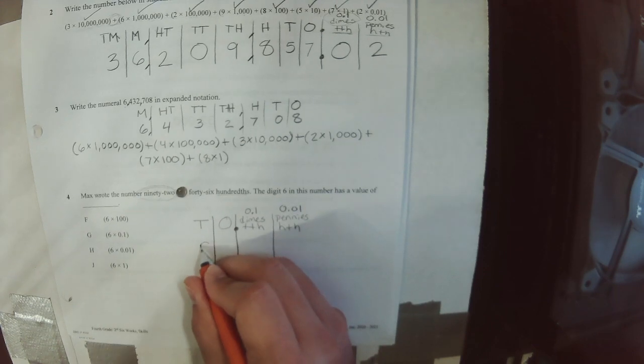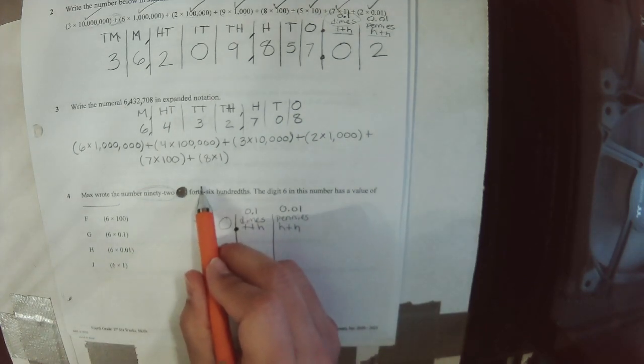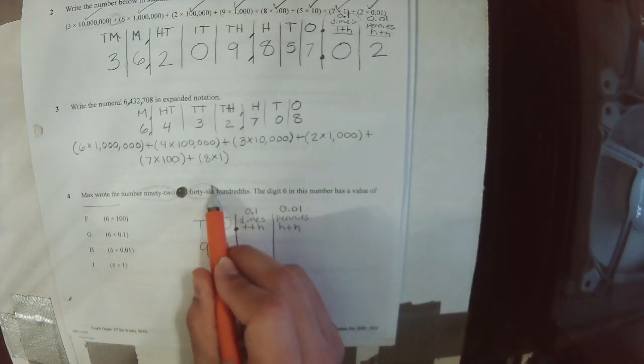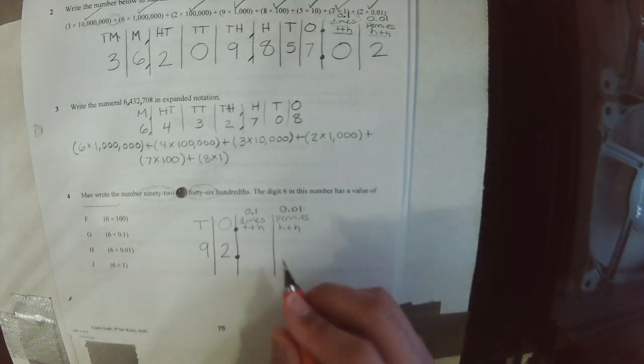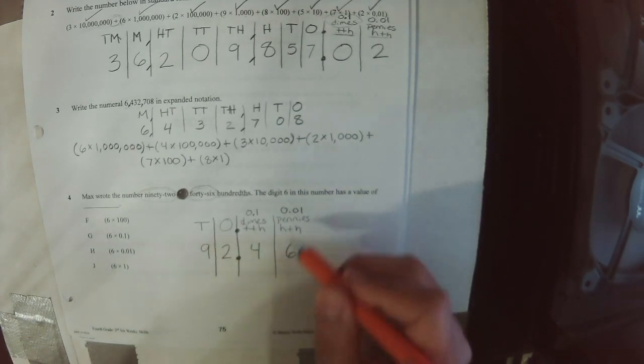I'm going to write 92. Put my decimal. Then I'm going to look after the decimal. 46. And they want us to focus on 6. The digit 6 in this number has a value of blank. What place value did the 6 end up in?